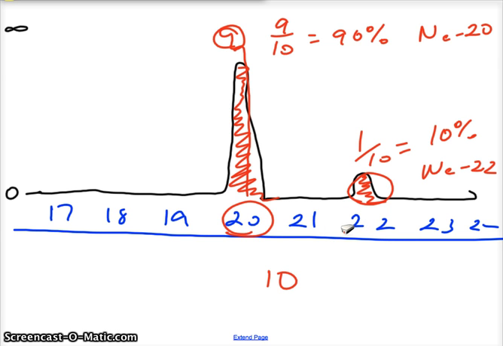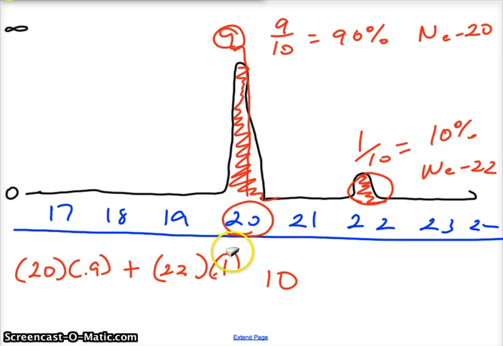It's a really simple, elegant little device. And so then you would do your calculations. Well, it's 20 mass times 0.9 plus 22 times 0.1 equals the atomic mass. And that's how you get your atomic mass of elements.